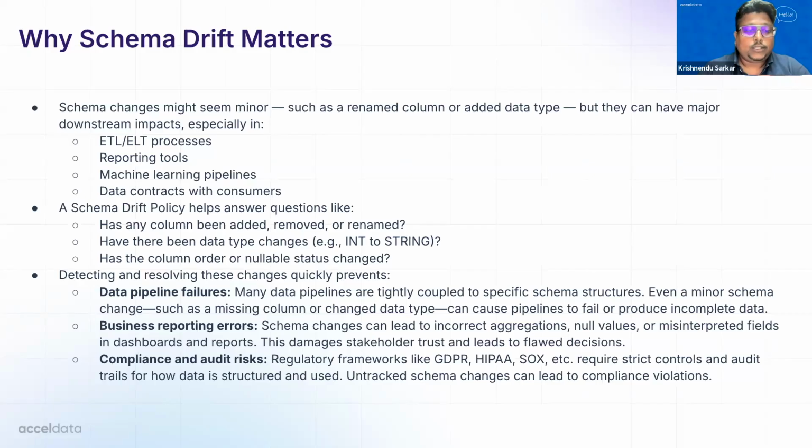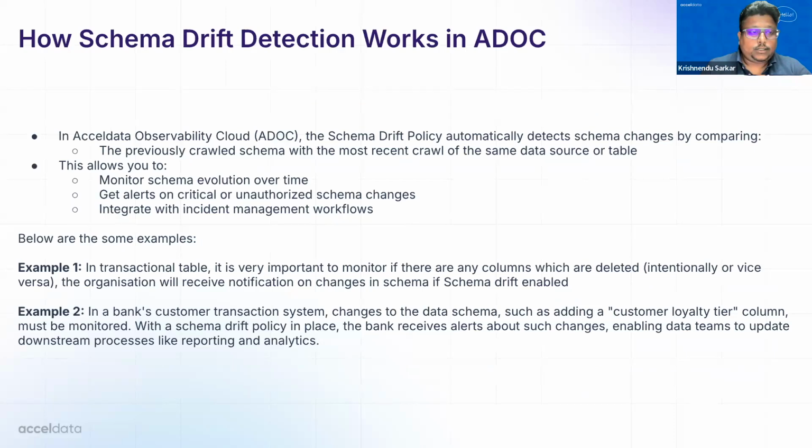Now the schema drift policies are helpful in identifying data pipeline failures, business reporting errors, and compliance audit risks, right? So how does the schema drift policy work in ADOC? The schema drift policy automatically detects the schema changes by comparing the previous crawled schema with the most recent crawl of the same data source or table. This allows you to monitor schema evolution over time, get alerts on critical and unauthorized schema changes, and integrate with incident management workflows. So below are some examples.